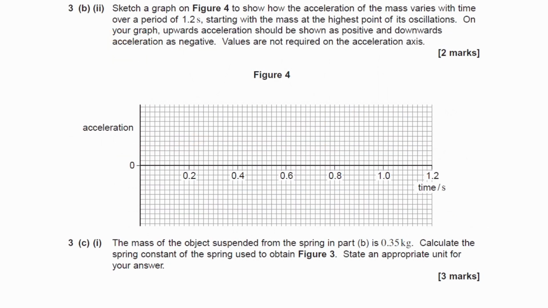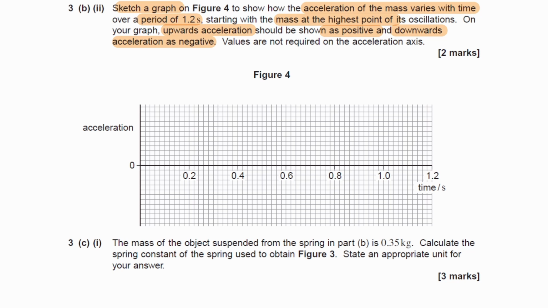Sketch a graph on figure 4 to show how the acceleration of the mass varies with time over a period of 1.2 seconds, starting with the mass at the highest point of its oscillations. On your graph, upwards acceleration is positive, downwards acceleration is negative. We don't need to have values on our acceleration axis. So it's a period of 1.2 seconds. That doesn't mean the time period is 1.2 seconds. The time period is the same as before.